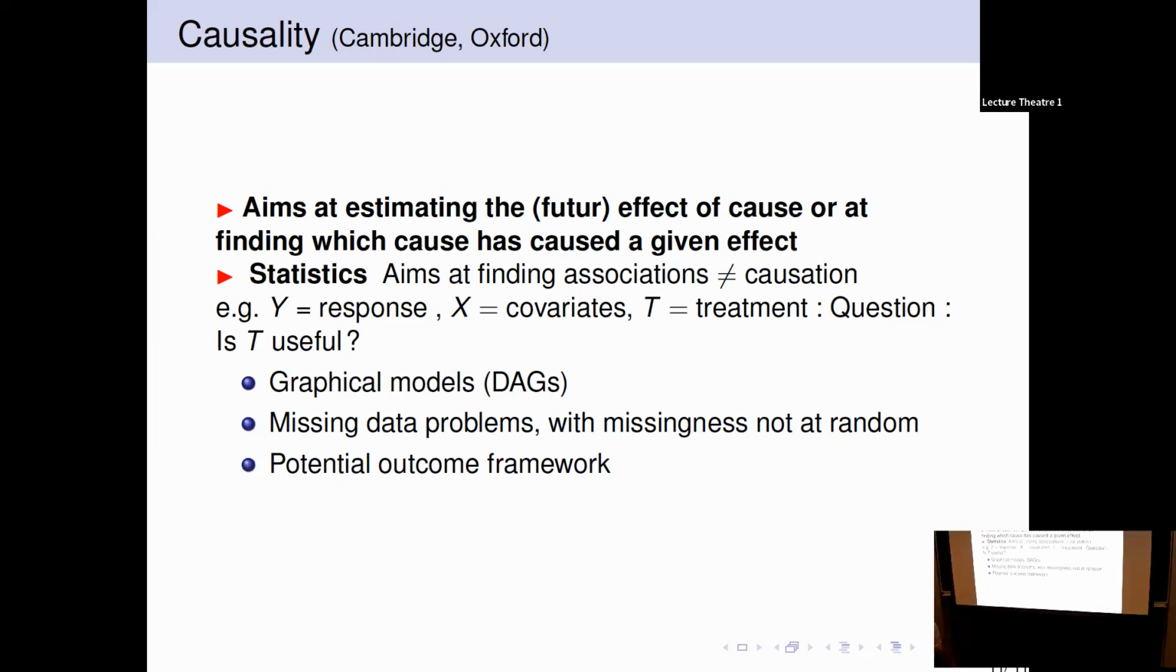A lot of this research has been driven by graphical models, DAGs, by people like Steffen Lauritzen, who was in the UK at the time, now he's back in Copenhagen. That's also related to the missing data problem and the potential outcome framework. So there is a lot of research in between game theory, probability, and statistics on this notion of causality.